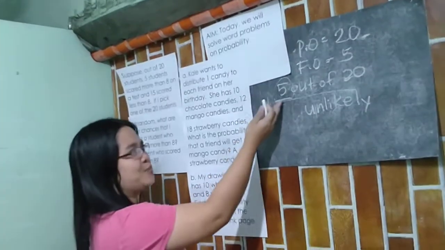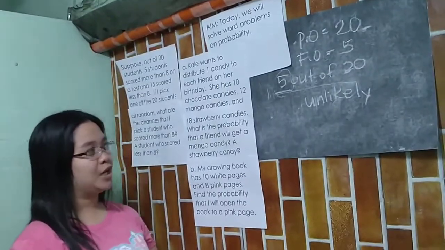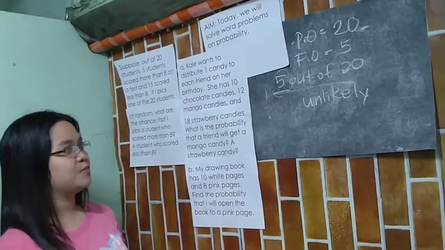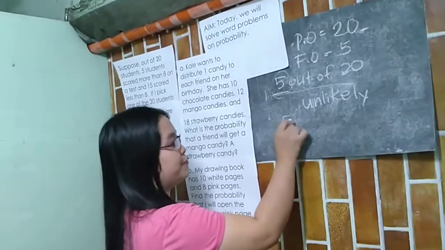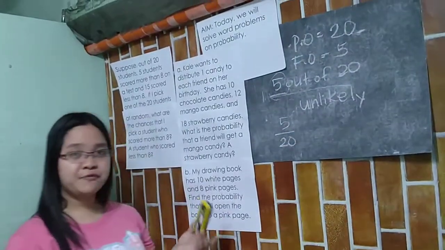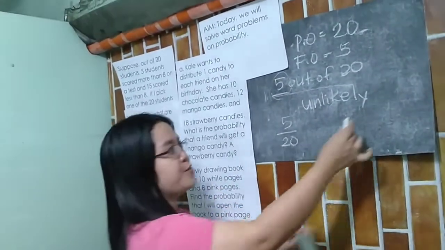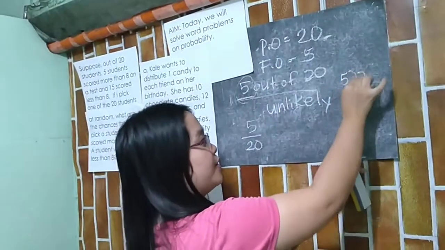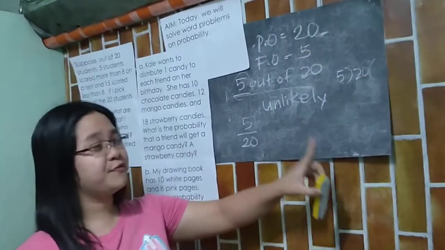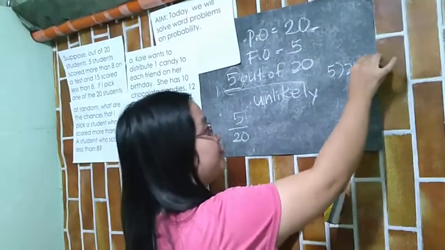Now, let's express this one in numbers. So again, you just have to follow the formula, number of favorable outcome over number of possible outcome. So that will be 5 over 20. Simplify the fraction. Get its GCF for us to get its lowest term. So 5, and then we have 20. How many 5s are there in 20? So it's 4.